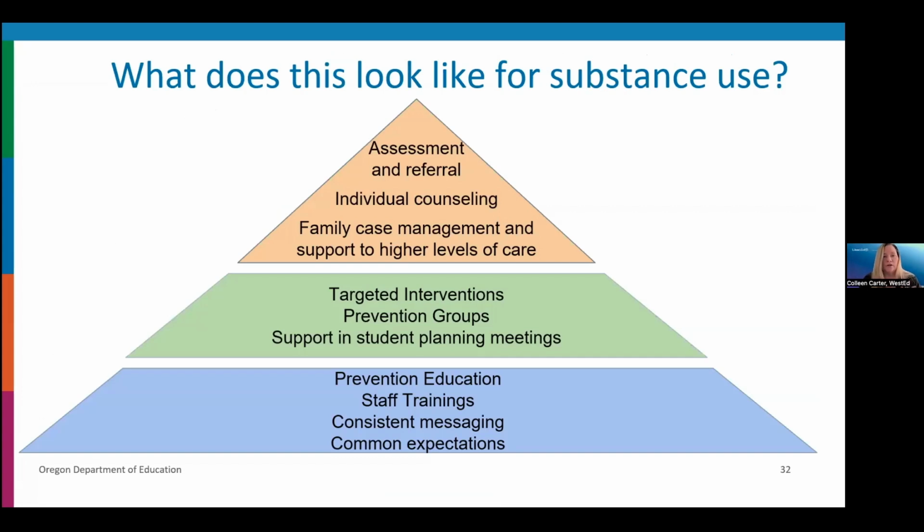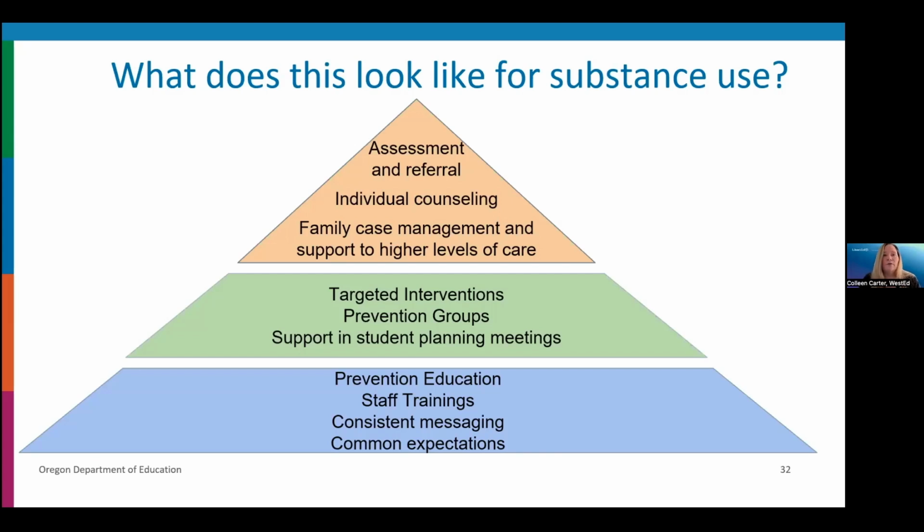So this is what it would look like. You're going to have your three tiers again, a triangle or pyramid, however you want to look at it. In the bottom one, we have tier one, which is going to be your prevention education, your staff trainings, and also consistent messaging. In the second tier, you have your targeted interventions, prevention groups, and support in student planning meetings. And for your third tier, you've got your assessment referrals. This would be individual counseling or family case management to support higher levels of care.